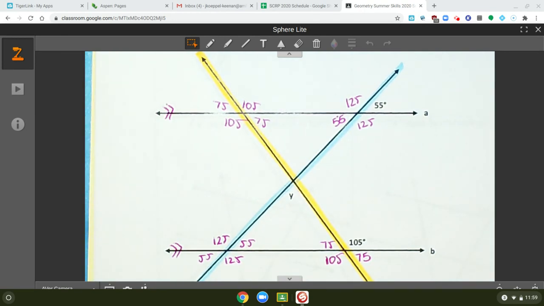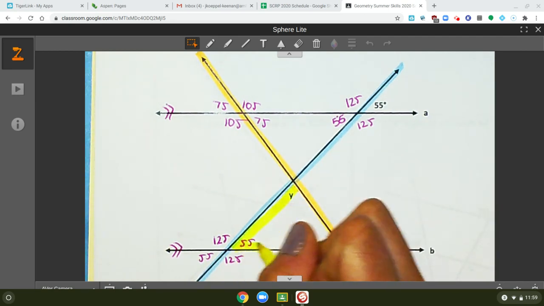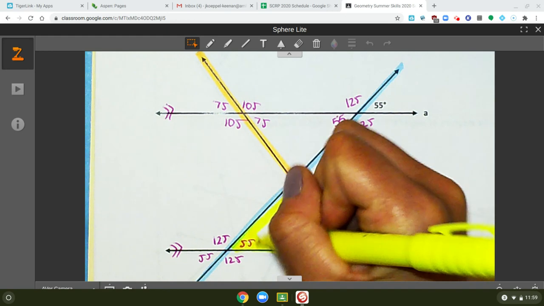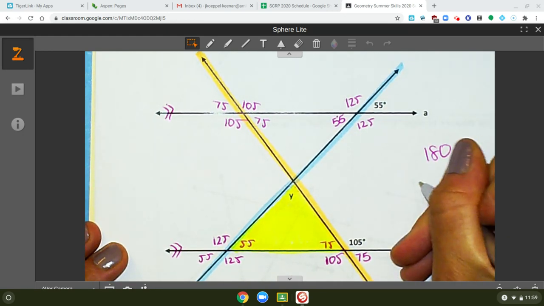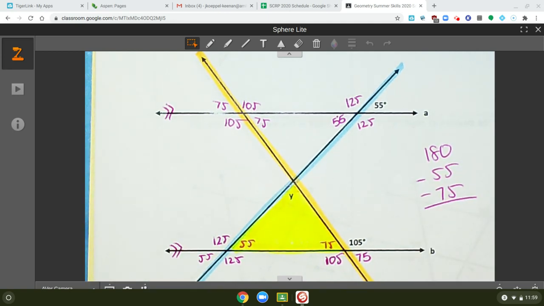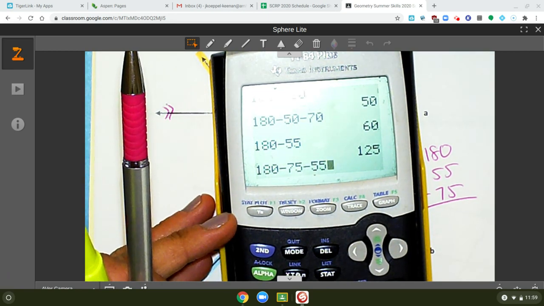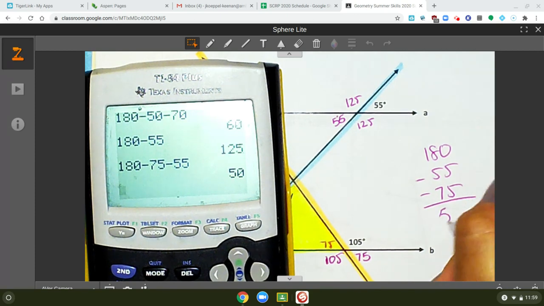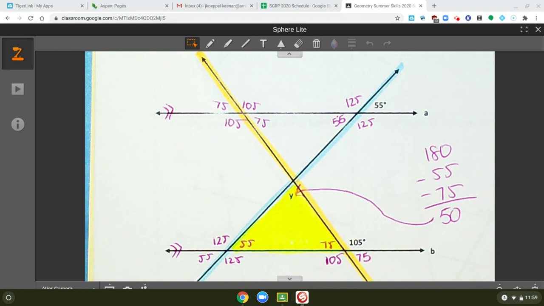Okay, so we've just filled in 16 angles. Is it enough to help us find angle Y? Well, here's angle Y. It's part of a triangle. Do we have the other two angles of that triangle now? Yes, we do. So we can do 180 minus 55 minus 75. Let's see what we get. 180 minus 75 minus 55, and we get 50. So that 50 is your angle Y.